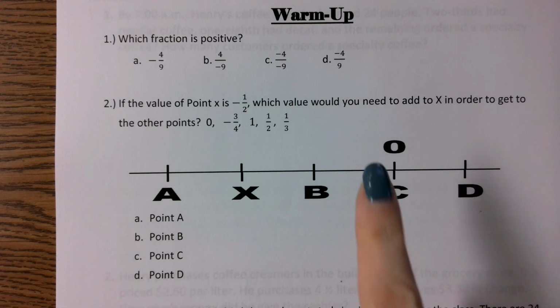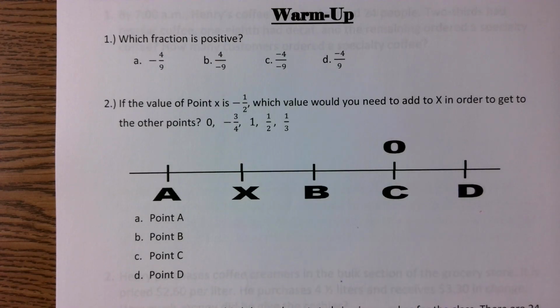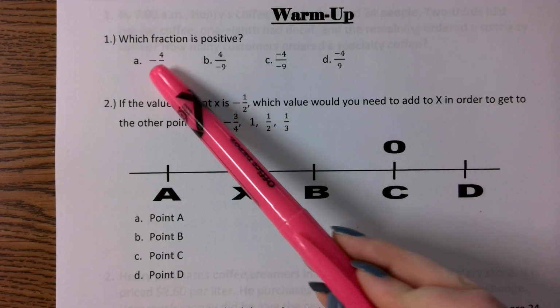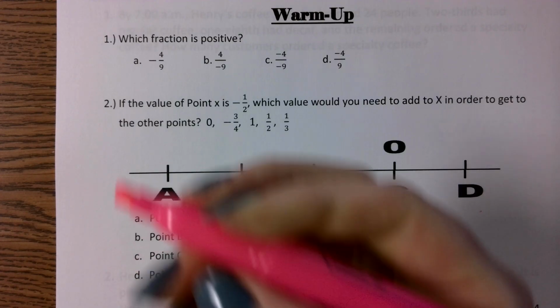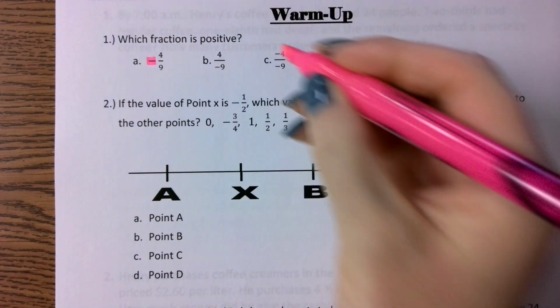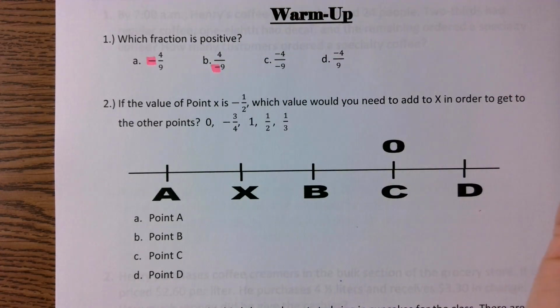Right, so for problem number 1, we want to know which one of these fractions is going to wind up actually being a positive fraction. C, right? If we see each one of these, A has how many negative signs? 1. It just has 1 negative sign. What about B? How many negative signs? 1. What about C? 2.